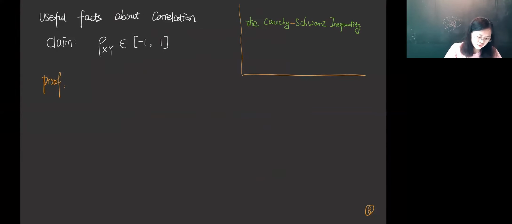The last useful fact for this video clip is the fact about correlation. We claim that the correlation is between -1 and 1. No matter what random variables X and Y are, their correlation is always between -1 and 1. And why is this true? To prove this fact, we can use the Cauchy-Schwarz inequality. The Cauchy-Schwarz inequality states that the square of the expectation of the product, (E[XY]) squared, is less than or equal to the expectation of X squared times the expectation of Y squared.